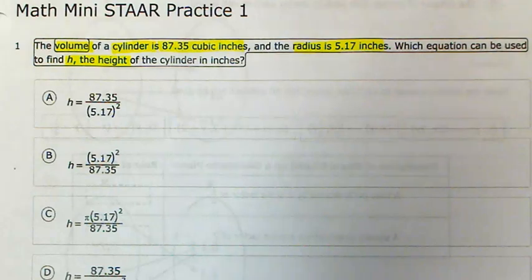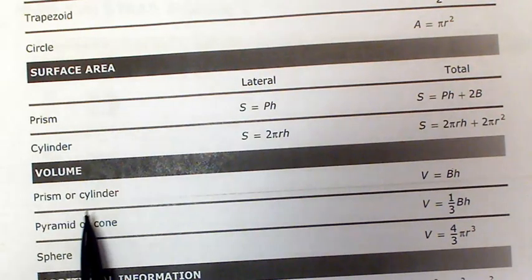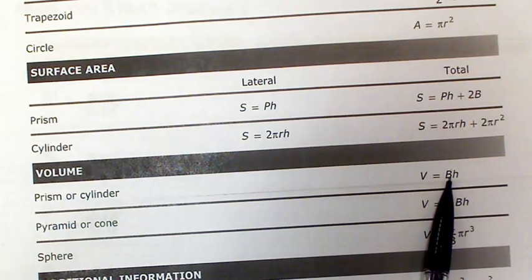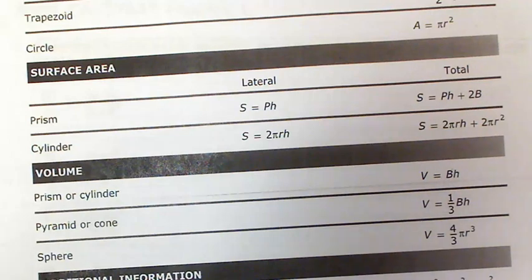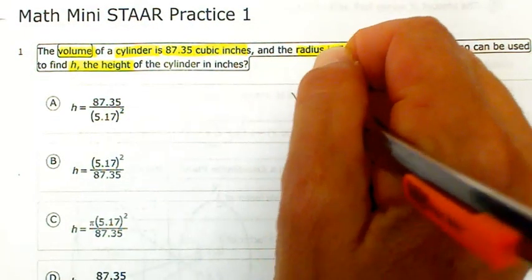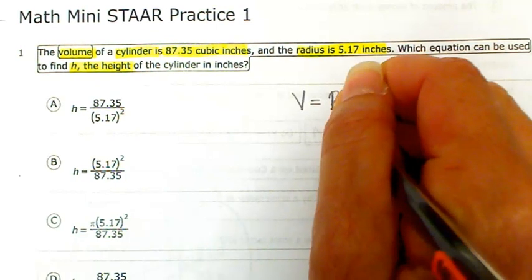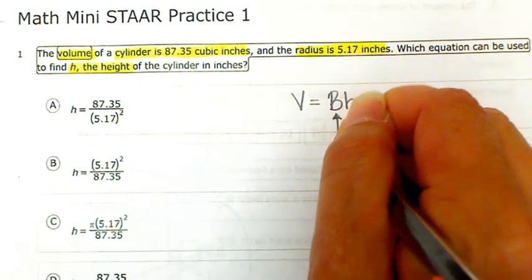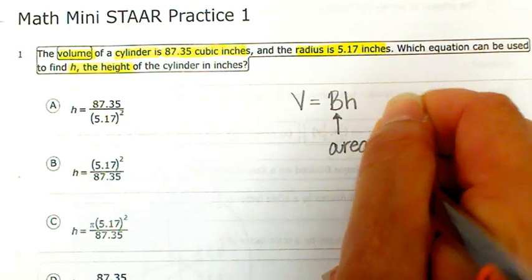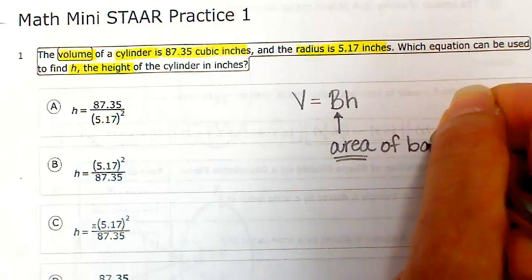Okay, so first of all, I'm going to take a second and look at my formula chart. I'm going to go down to volume right here. Volume of a cylinder is capital B times H. So that's the first thing I'm going to write down: volume equals capital B times H. Now, remember that the capital B stands for the area of whatever base we have.